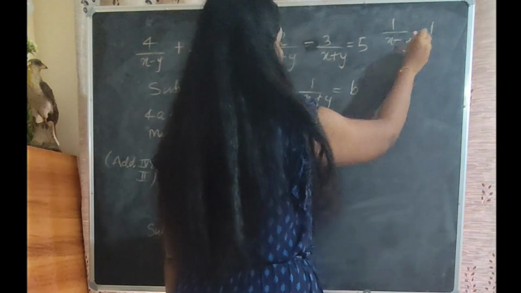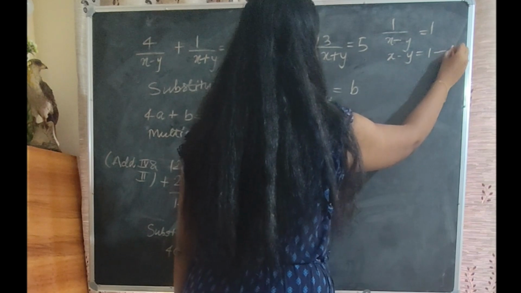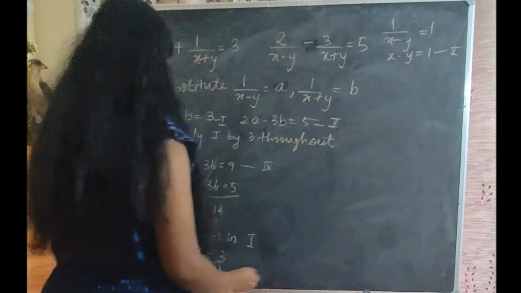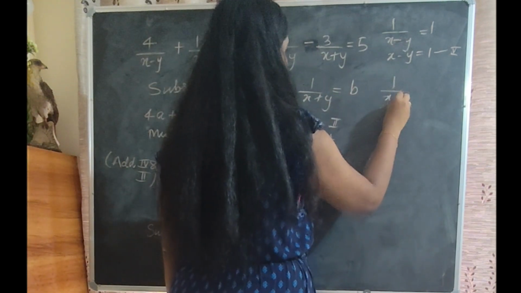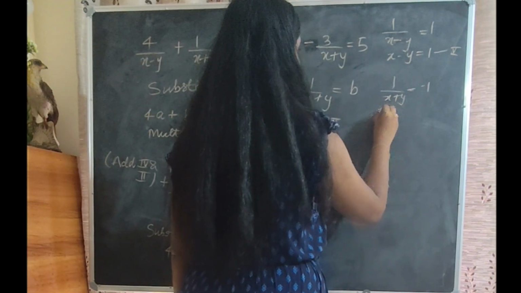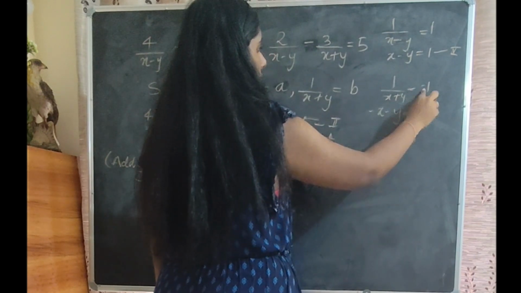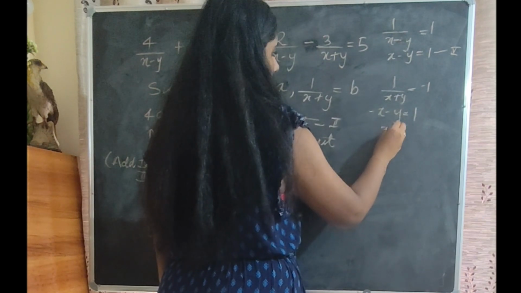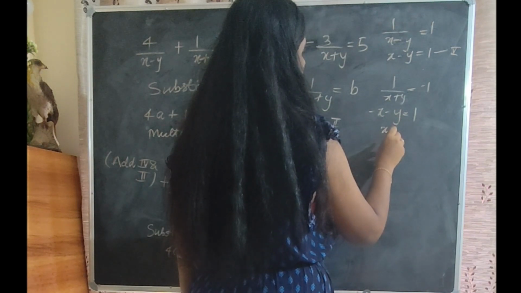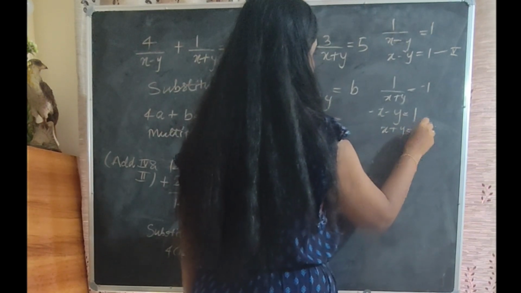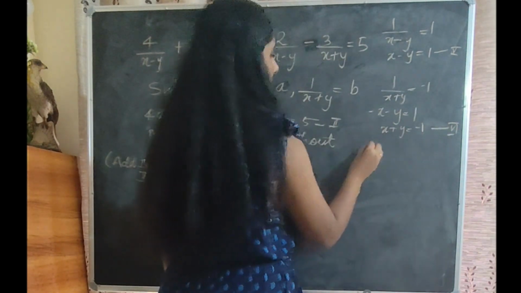So 1 upon x minus y is a. So x minus y is equal to 1. This is your fifth equation. And b is minus 1 in 1 upon x plus y. 1 upon x plus y is minus 1. When you multiply this on this side, both will get negative. So x plus y is minus 1. This is equation 6.